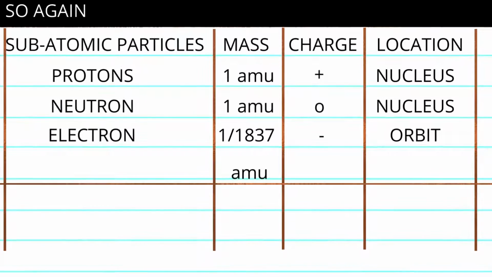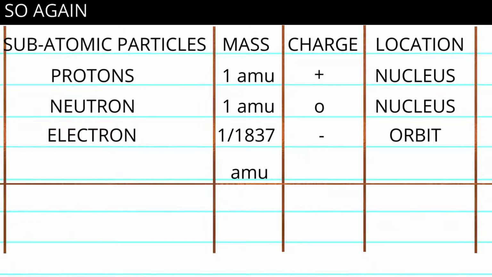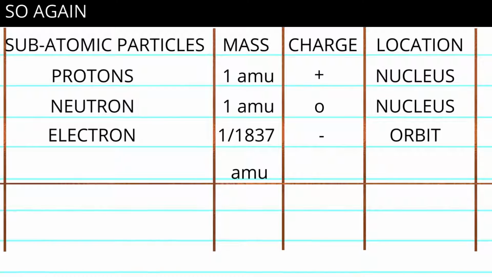So again, subatomic particles are protons, neutrons, electrons. Their masses are: protons 1 AMU, neutrons 1 AMU, the same, and electrons differ, 1 by 1837th AMU. Protons are positively charged, neutrons are neutral, electrons are negatively charged. Protons and neutrons are situated at the nucleus, and electrons are situated in the orbit.